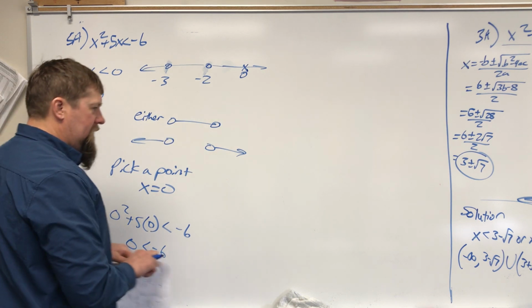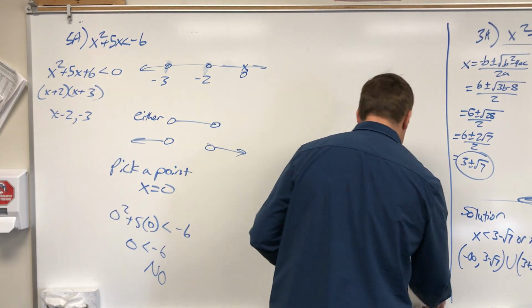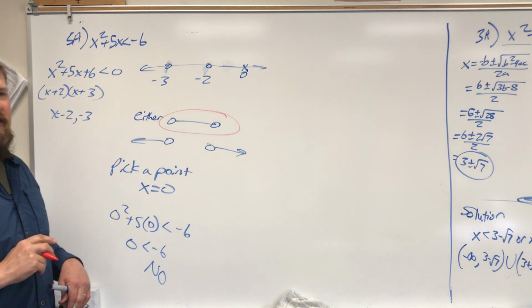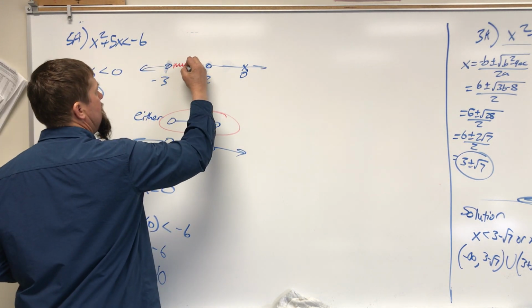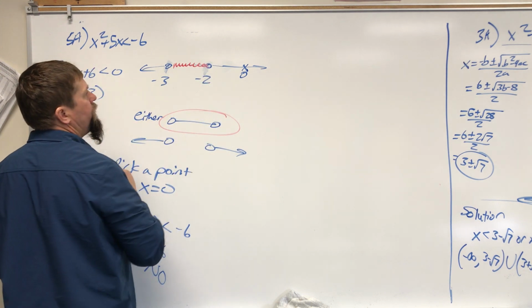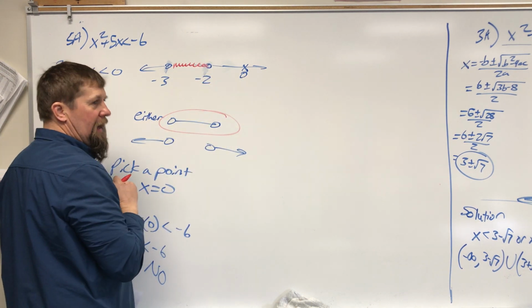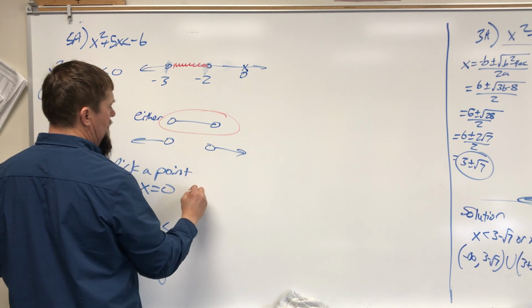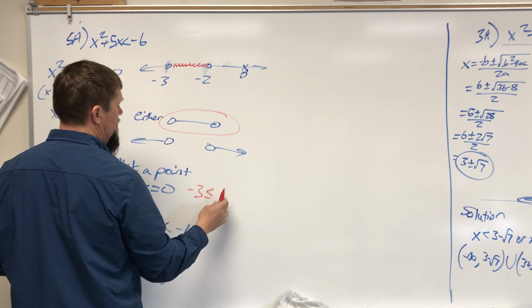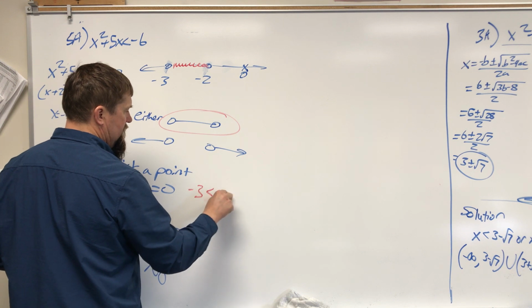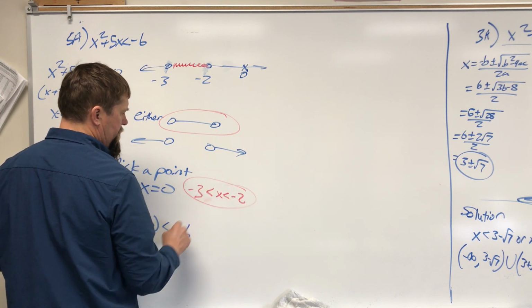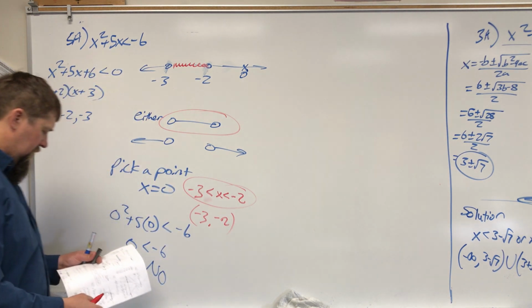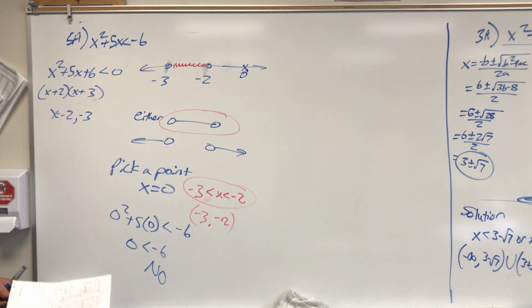So the only possible way this could work is by having it in between these. So I know that these work because 0 does not work. So my solution is negative 3 is less than x, which is less than negative 2. Or, of course, negative 3 to negative 2. Okay, so that's my solution.